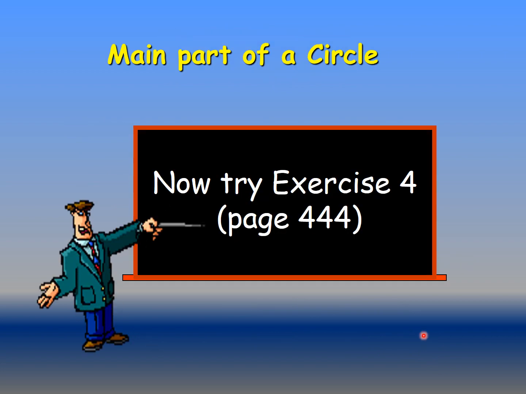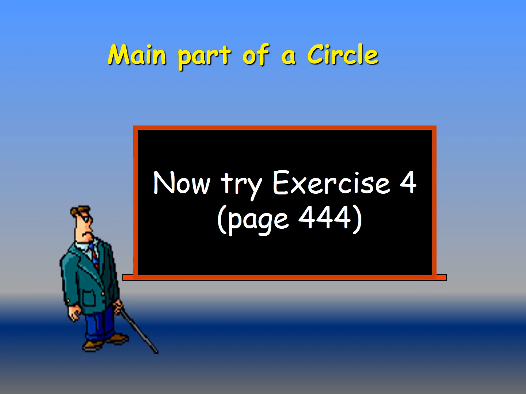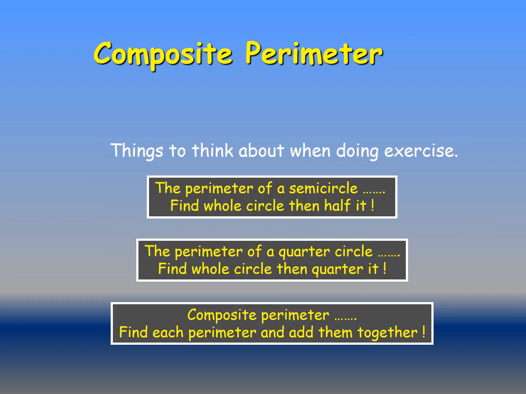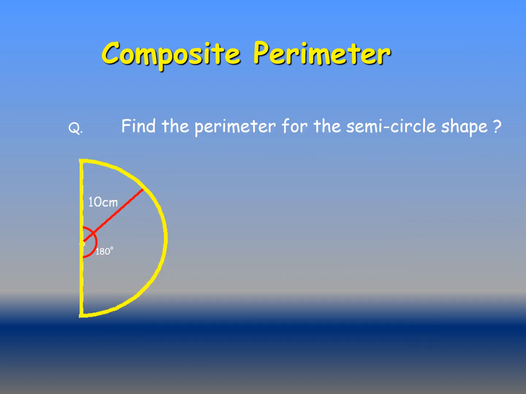Now you have an exercise, page number 444, exercise 4. Here we are going to discuss composite perimeter. See, for the perimeter of a semicircle, find the whole circle, then we'll halve it. To find the perimeter of a quarter circle, we'll find the whole circle, then take a quarter of it. For a composite perimeter, find each perimeter and add them together. Let's check the different examples.